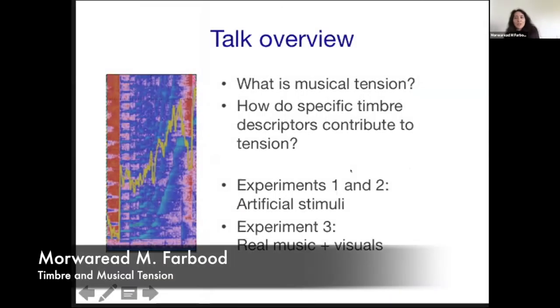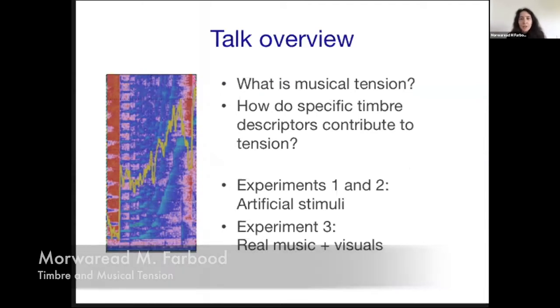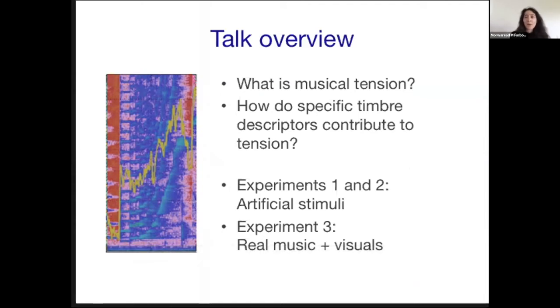So today I'm going to talk about how timbre affects our perception of musical tension. In particular, I'm going to examine a set of common timbre attributes and discuss how they directly affect listener judgments of tension. So when I say musical tension, what am I talking about exactly?